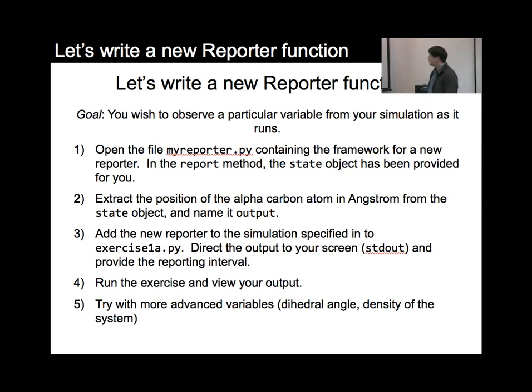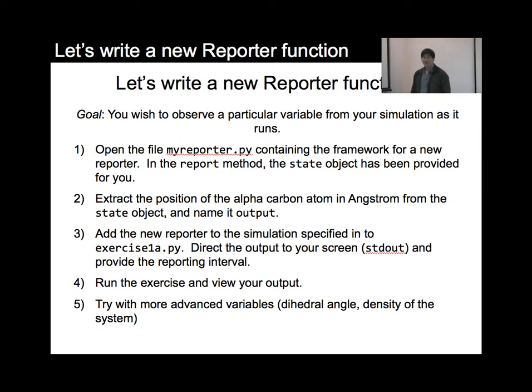And then, using methods that we outlined in this presentation, add the new reporter to the simulation using simulation.reporters.append in your exercise 1a.py, and you can direct the output to your screen by specifying stdout when you create the reporter object rather than the name of the file. And when you run the exercise, you'll be able to view your output, which is just going to periodically report on the position of the alpha carbon atom every 50 or 100 steps, or some other number, depending on what you chose when you created the reporter object.